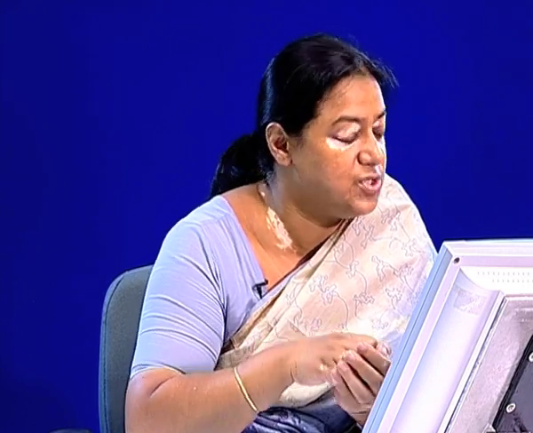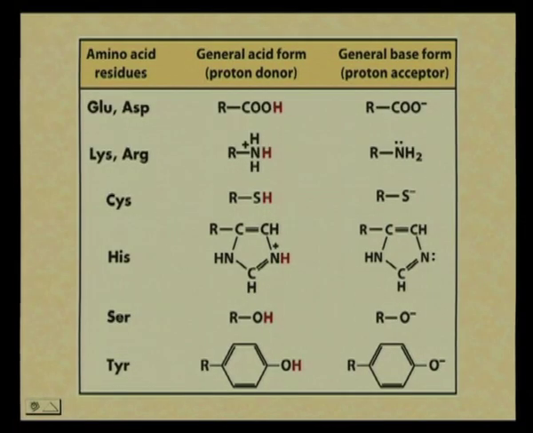So, once we form the enzyme substrate complex, there are certain amino acid residues that can actually form these interactions. Now, what are these? These are the charged residues, glutamic acid and aspartic acid. Okay. So, what can it act as? It can act as a proton donor, right.